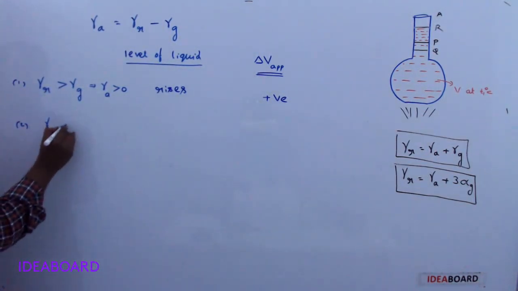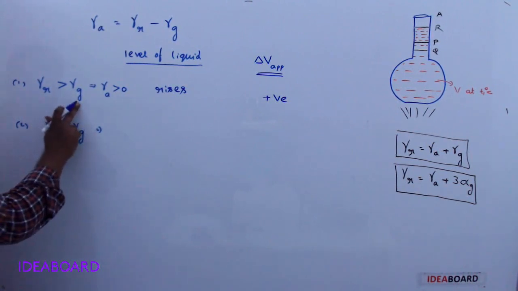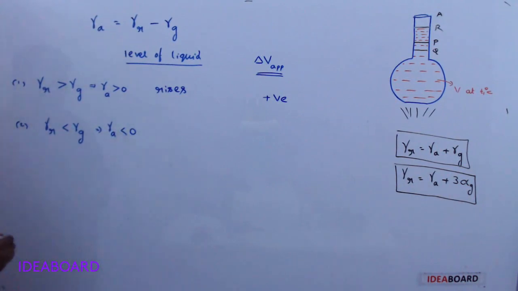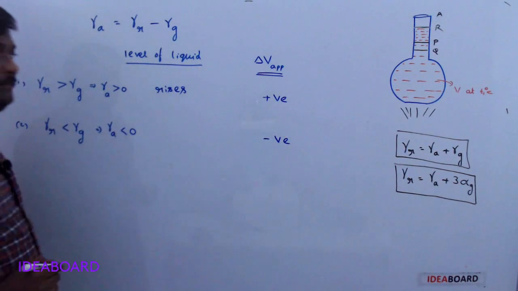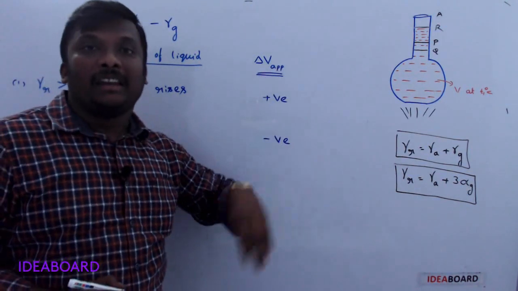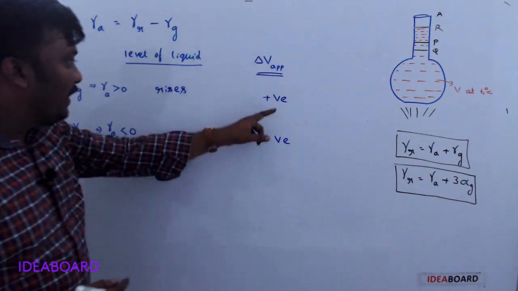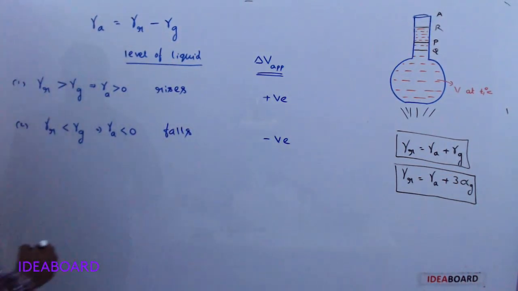Second case: if gamma R is less than gamma G, the cubical expansion is more, which indicates gamma A is less than 0. Then this value becomes negative. There is a fall in the apparent volume of the liquid. So whenever there is a fall, the level of liquid falls.